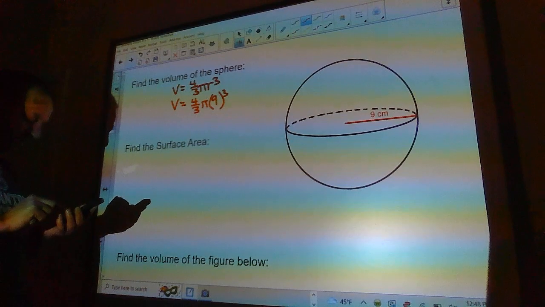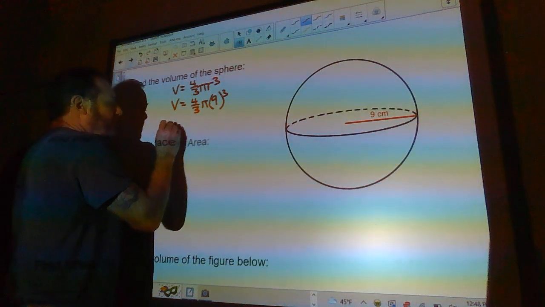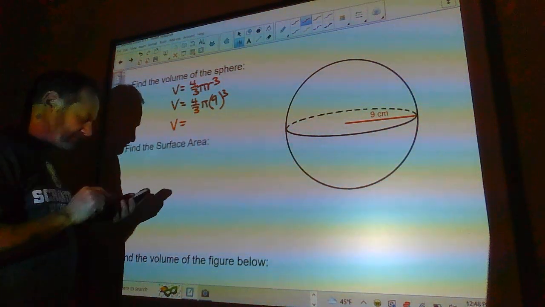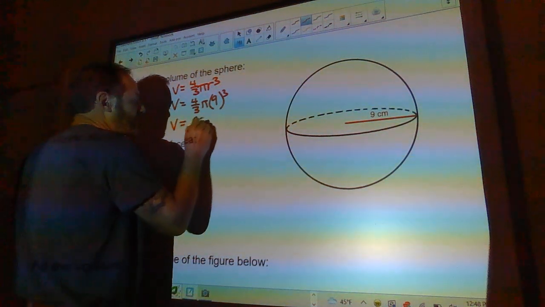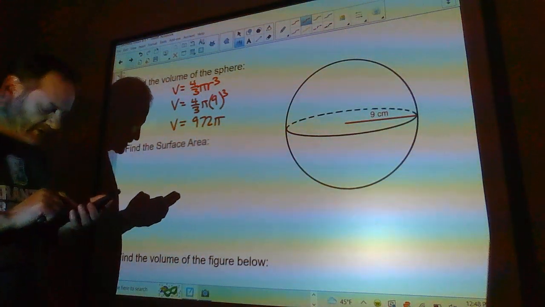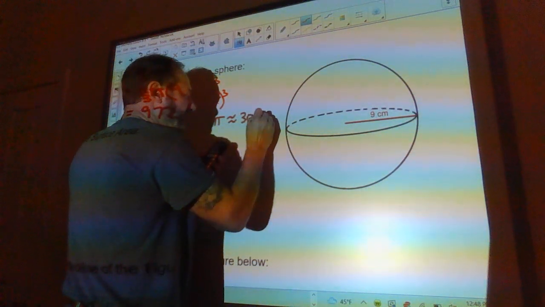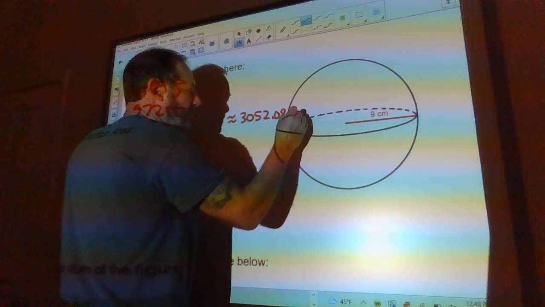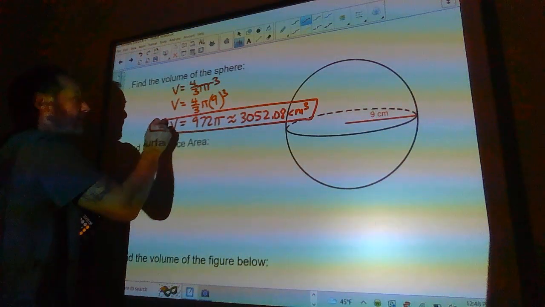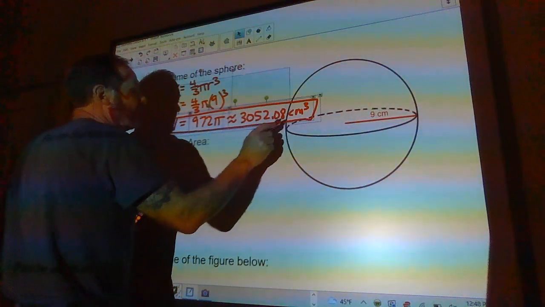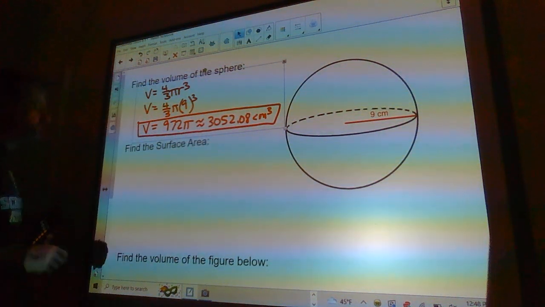Yeah, 729. Okay, so then I'm going to go 729 times 4 divided by 3. That's 972 pi. So times 3.14, that's approximately 3,052.08 cubic centimeters. Okay, so there is my volume. So exact answer, approximate answer.